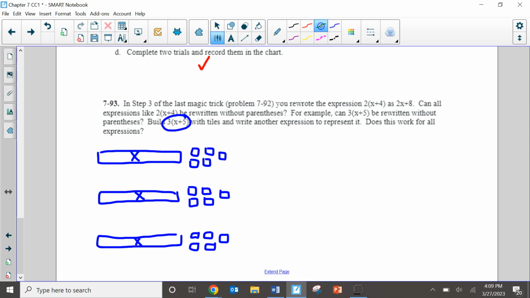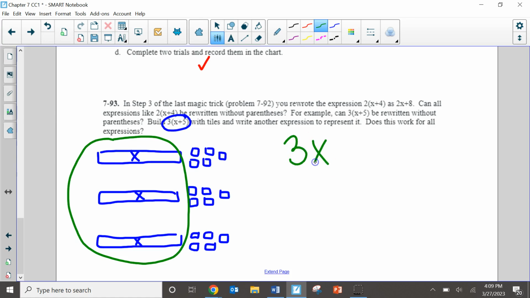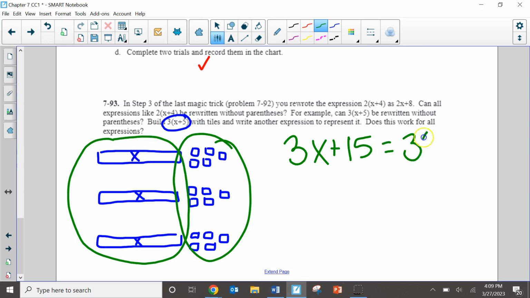Okay? So, how could I write that out? Well, how many x's does that give me? So that gives me 3 x's. And then how many units? Well, 5 times 3 is 15. So 3x plus 15 is the same thing. Again, if you distributed the 3 times x is 3x, and 3 times 5 is where I got my 15. So if you need to draw it out, that is how you would do that.